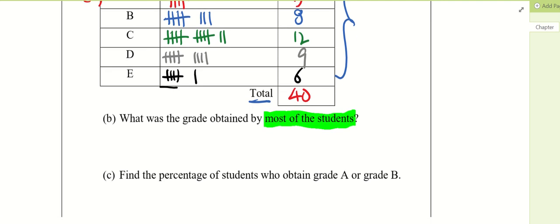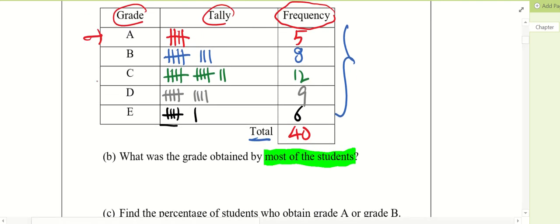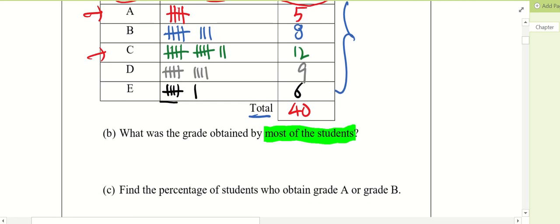We know that for grade C, there are more people. Most students got grade C, right? So you just write down grade C. Full stop, quite simple. Now, you do not write the frequency. That means you shouldn't be writing the number 12. You should be writing the letter C because they're asking for the grade.